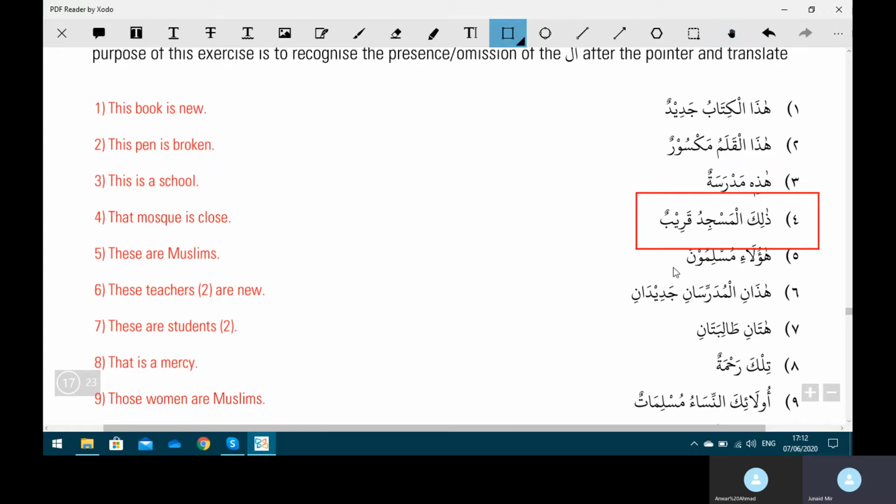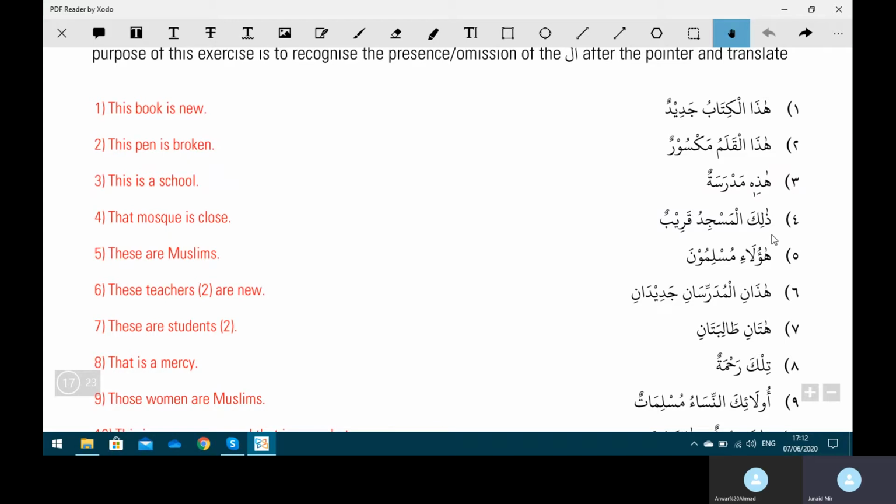ذلك المسجد قريب. Now ذلك is a demonstrative pronoun referring to a single male that is far away. It means that. Not this. This is for close. That is for something that's far away. So it means that. After it, you have alif lam. So this is a fragment. So I don't translate it as that is a mosque. I need to translate it as a fragment.